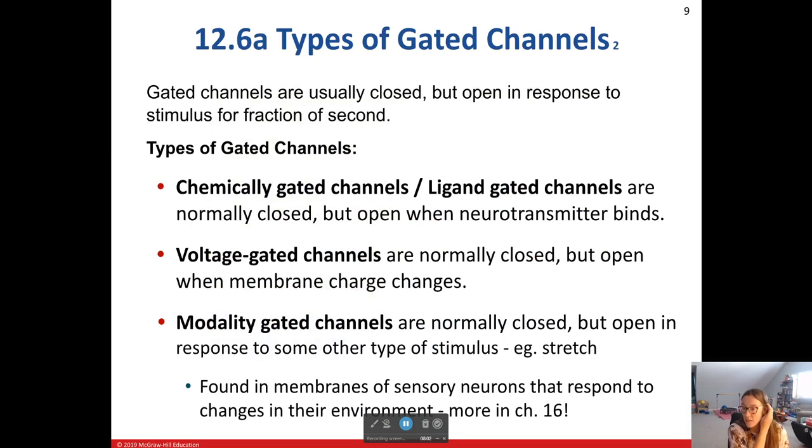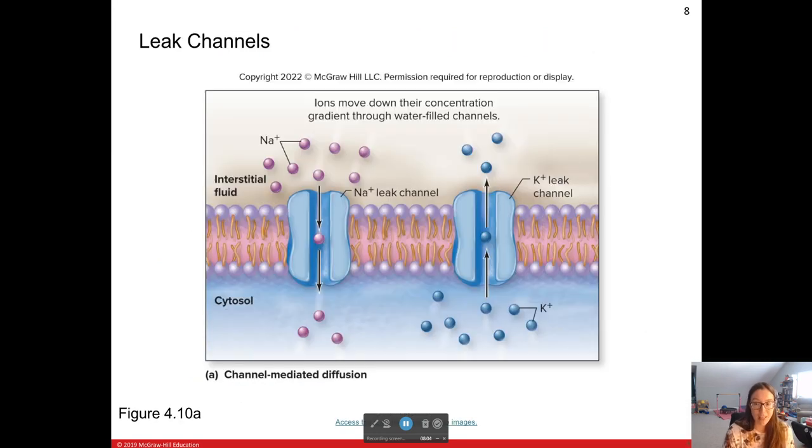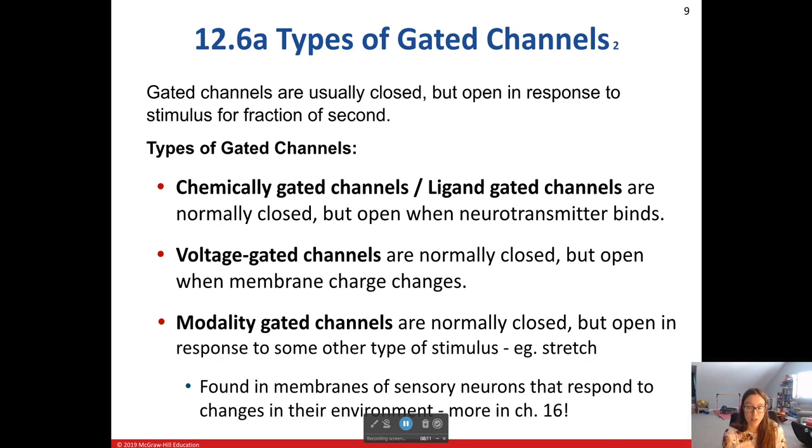Now, these are useful, but we can't really open and close them, so we can't really control the movement of these ions. So in order for the cell to be able to control the movement of these ions, we now have channels that have a door that can open and close, or a gate that can open and close. And these are called gated channels. Gated channels are usually closed, but they open in response to a stimulus for a fraction of a second before they close again. And here are the three main gated channels.